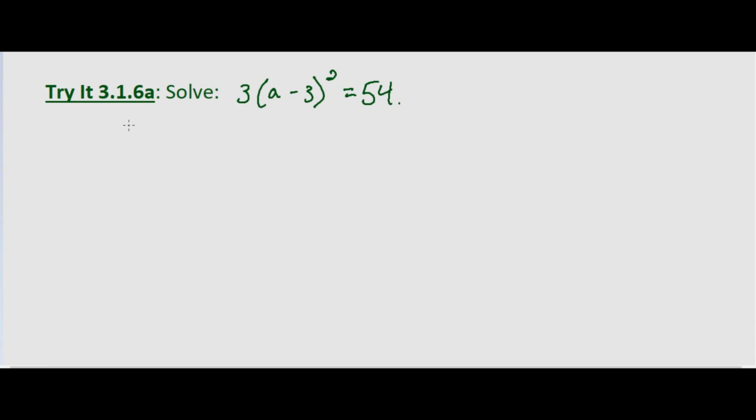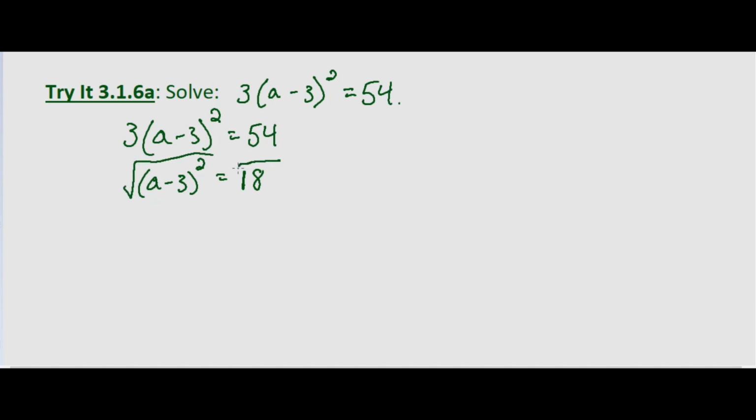First, we isolate the squared term, then we invoke the square root property. So 3 times a minus 3 squared equals 54. First step, we'll divide both sides by 3 to isolate the squared term. So a minus 3 squared equals 54 divided by 3, which is 18. 18 times 3 is 54. So now we invoke the square root property. We take the square root of both sides, remembering to have the plus or minus on the right-hand side.